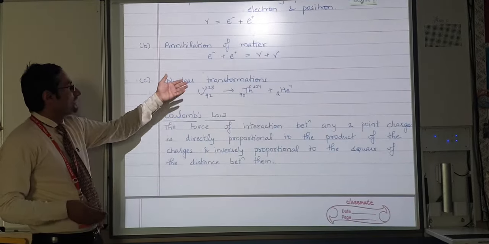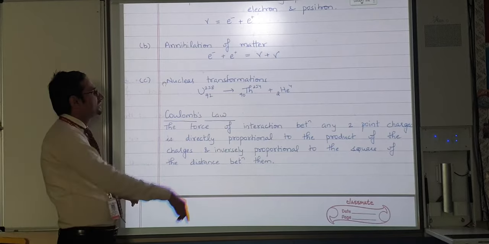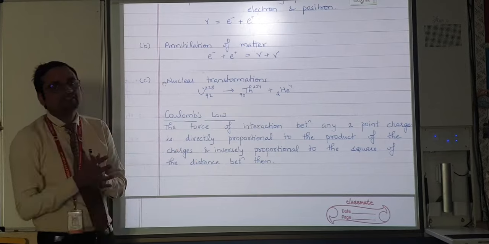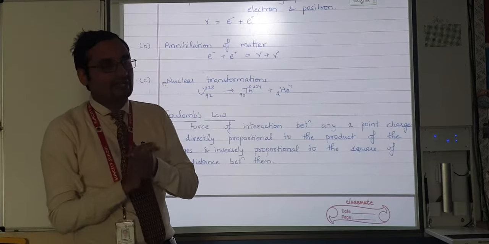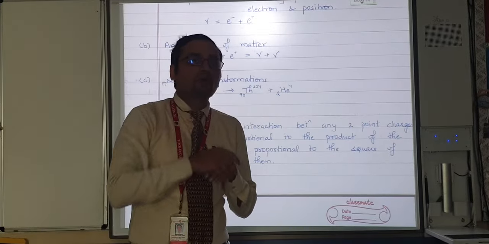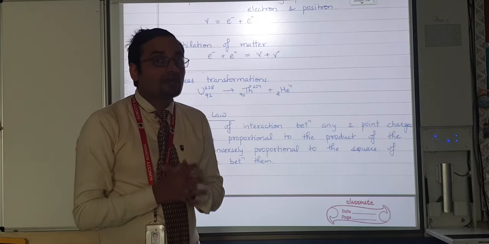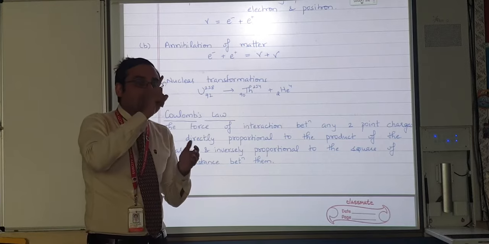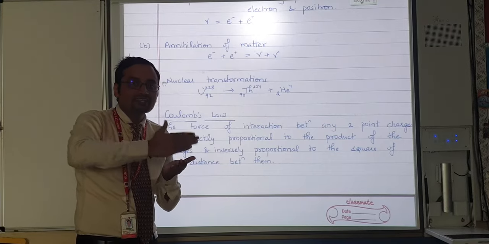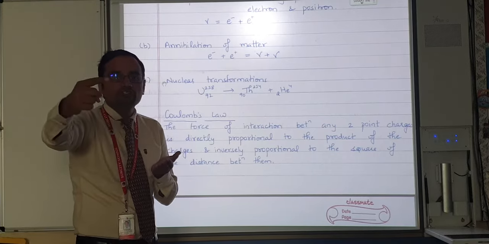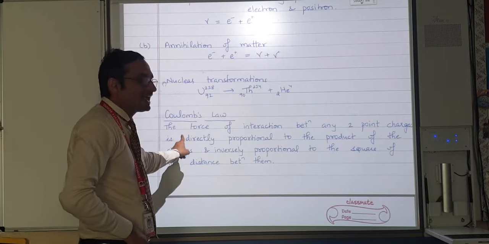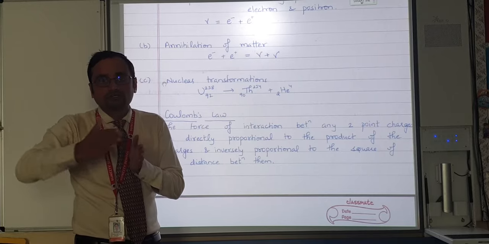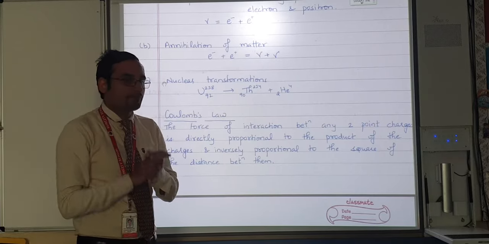Okay? Nuclear reaction, this is the easiest. Can you see the total charge? 92, 90 plus 2, 92. It is conserved in a nuclear reaction. Now comes a very important topic for you called Coulomb's law. Now children, please pay attention here, because from now onwards everything is related. It's a continuation, so you need to understand this very well, only then can you understand the further topics that I will teach you.